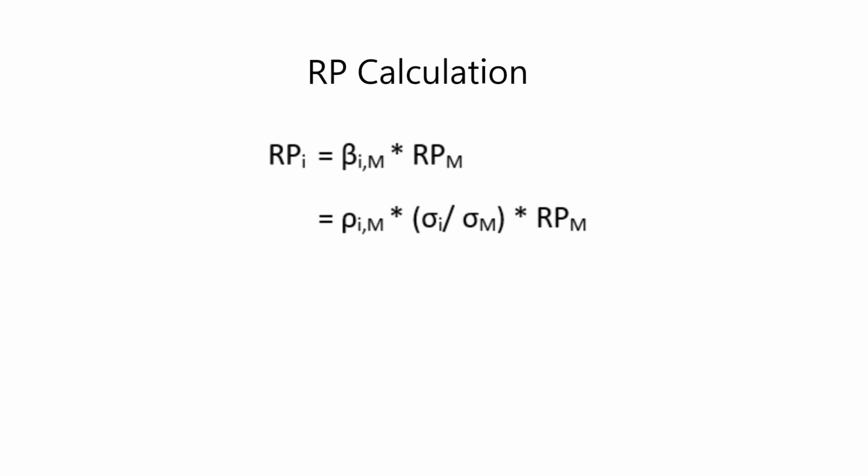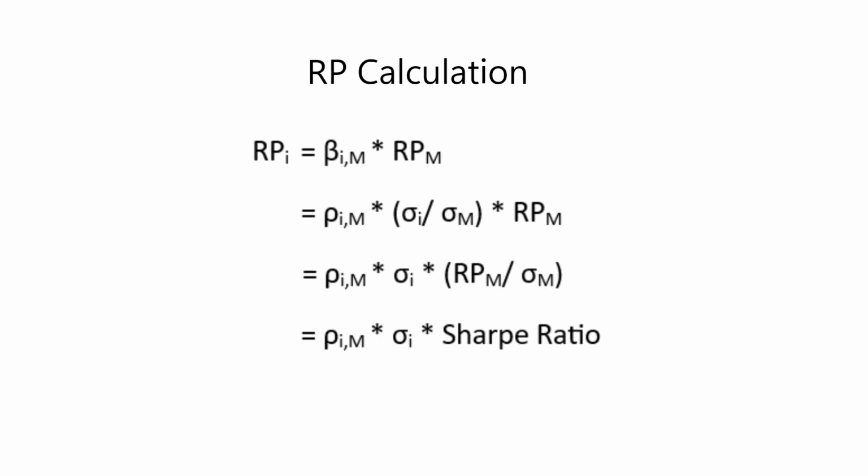We get the below expression when we substitute beta with its components into the risk premium equation. Further rearranging the equation, we get the expression of risk premium as a function of its correlation to the global market, its volatility, and the global market Sharpe ratio.